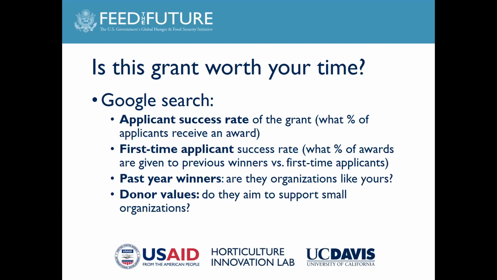A quick Google search will give you a good idea of the applicant success rate for this grant. So is it 60%? Is it 2%? Is it 0.5%? That will give you a clue as to how likely you are to win the grant. The first time applicant success rate is generally much lower. A lot of these organizations will perpetually win grants year on year from some large donors. If you've never won that grant before, your chances of winning are much lower than if you've already received that grant in the past.